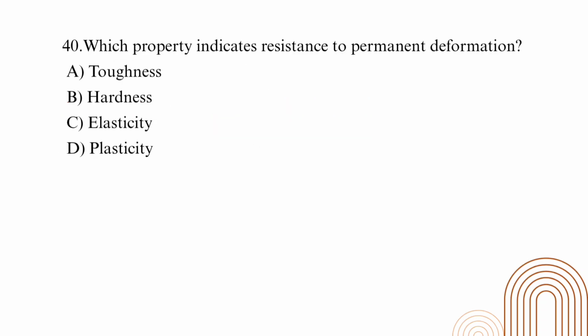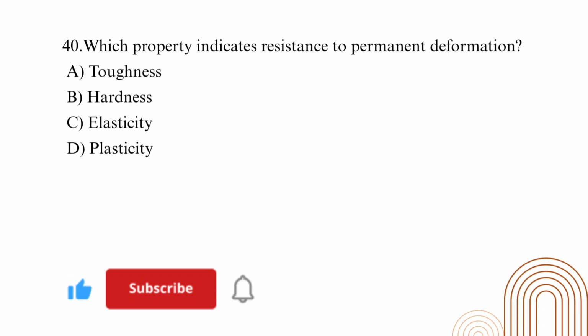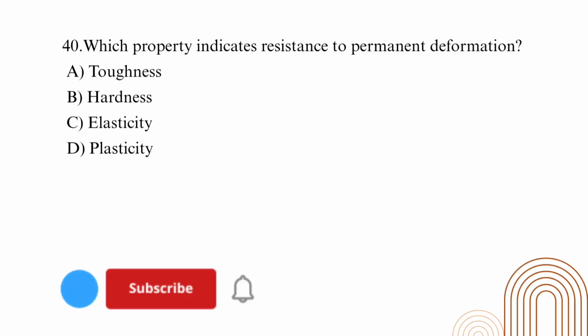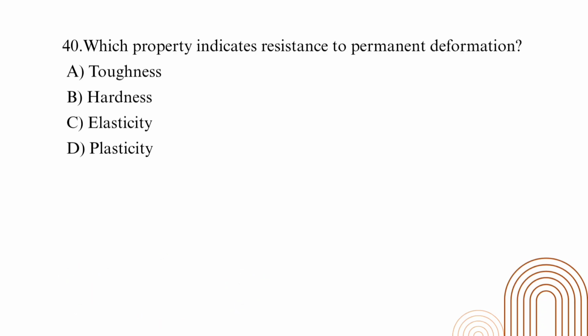Now the next question, number 40. Which property indicates resistance to permanent deformation? Options are A, toughness, option B, hardness, option C, elasticity, and option D, plasticity. And the correct answer is option B, that is hardness. The property that indicates resistance to permanent deformation is called hardness.